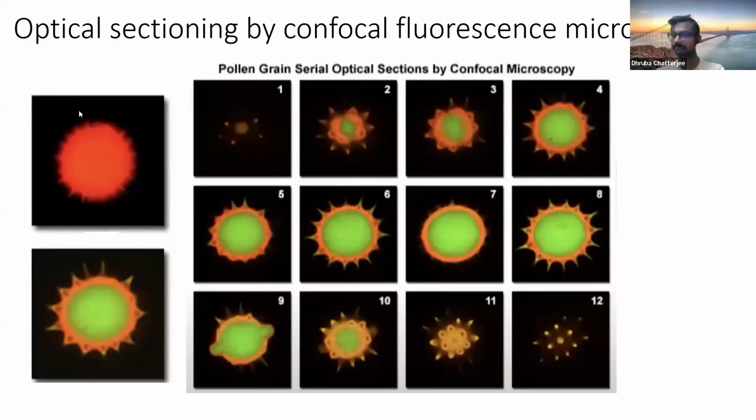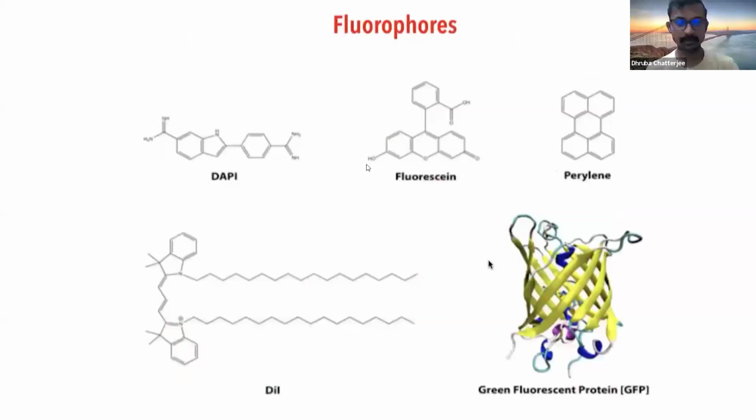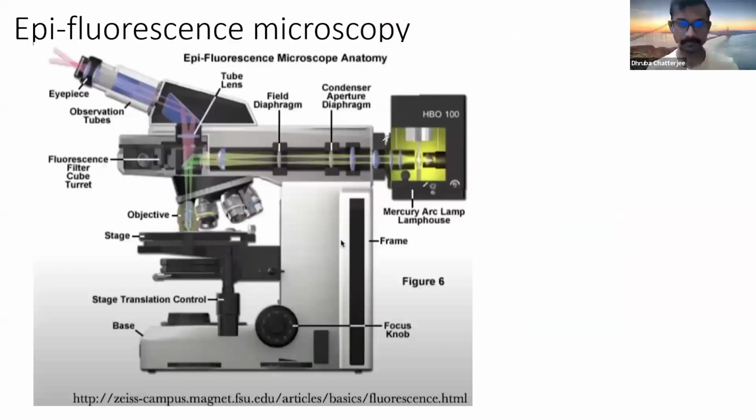When you do wide field fluorescence microscopy, epifluorescence microscopy, you just see the red outside. You don't get to see the inside of the pollen grain, and hence the entire pollen grain appears to be red without any Z resolution. In confocal fluorescence microscopy, you are not cutting the sample with a laser. What you are doing is putting a pinhole.